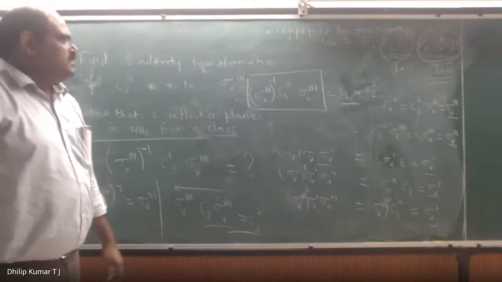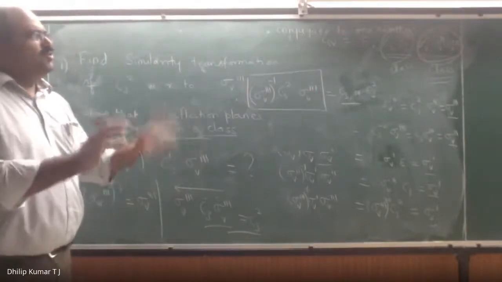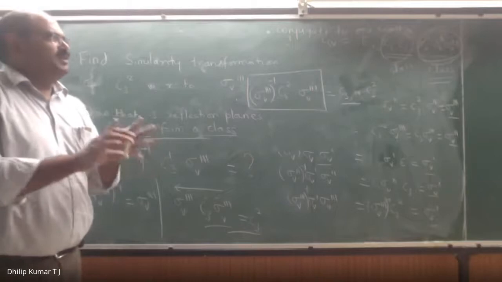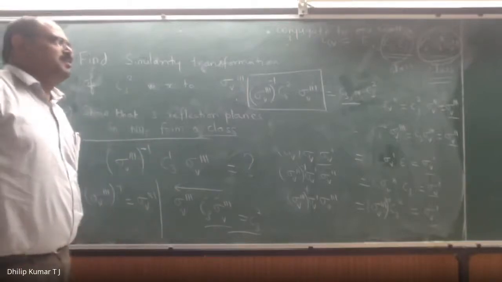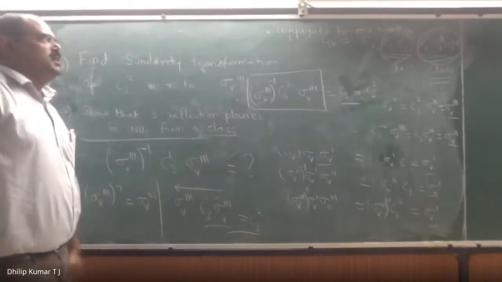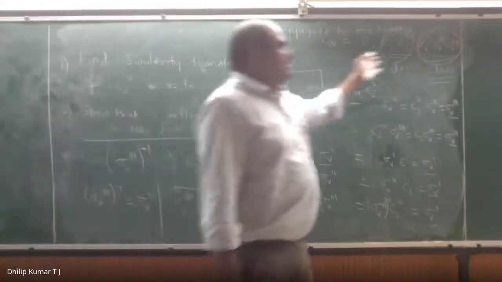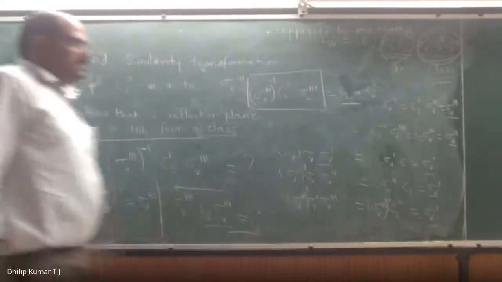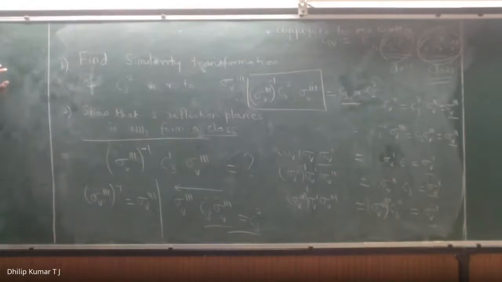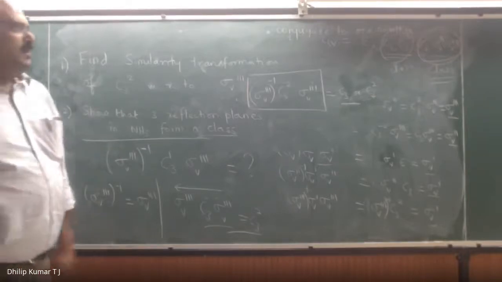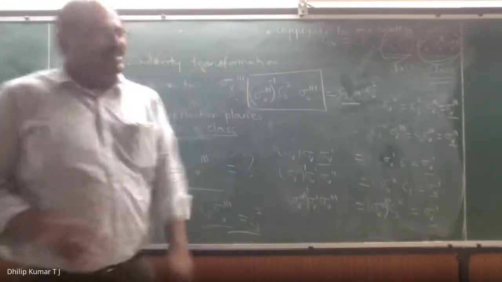Just to find out a class in a given group. All the elements are not similar, so you have to separate them out. We call it a class. For that we use this methodology. The similarity transformation methodology is being used. So I think I partially answered. You work it out.